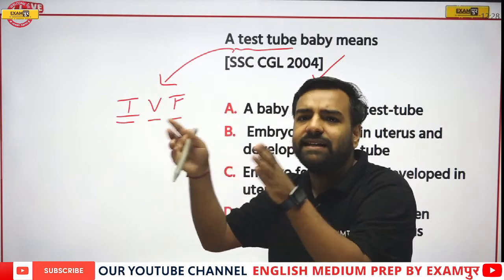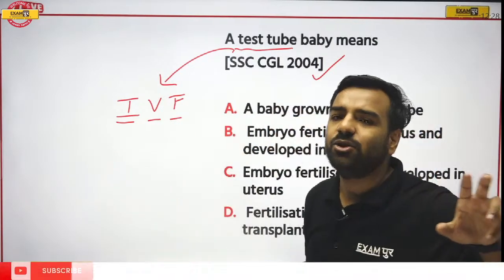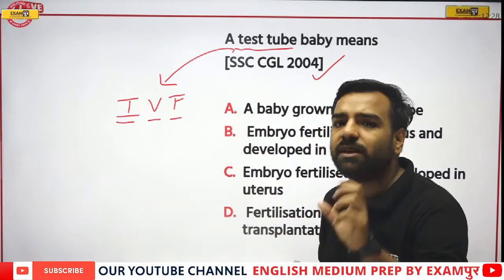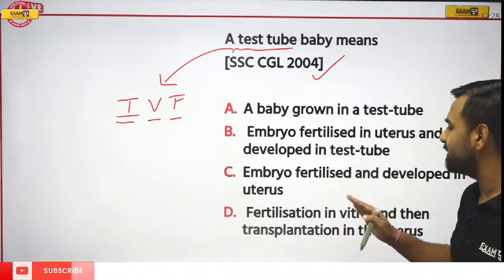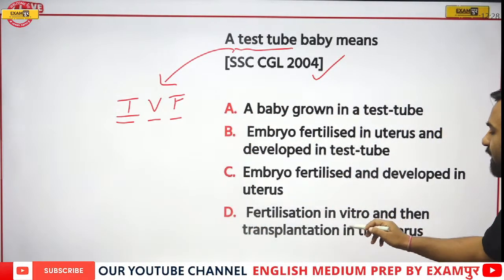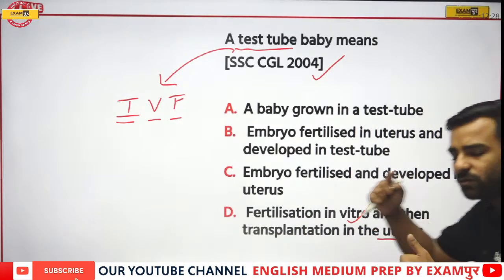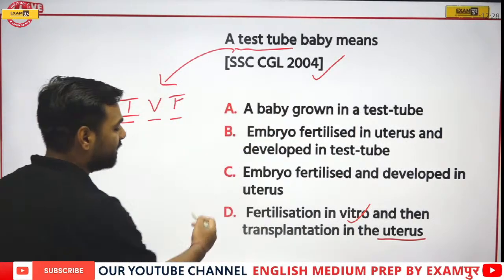So yes, the egg cell and this sperm cell fertilize in the female's body. But when there is an issue, when the child is not developing or fertilization is not taking place, we use in vitro fertilization, in which the fertilization is done in vitro, and then transplantation is done in the uterus, where the baby's birth takes place. So yes, option number D is going to be the correct one.